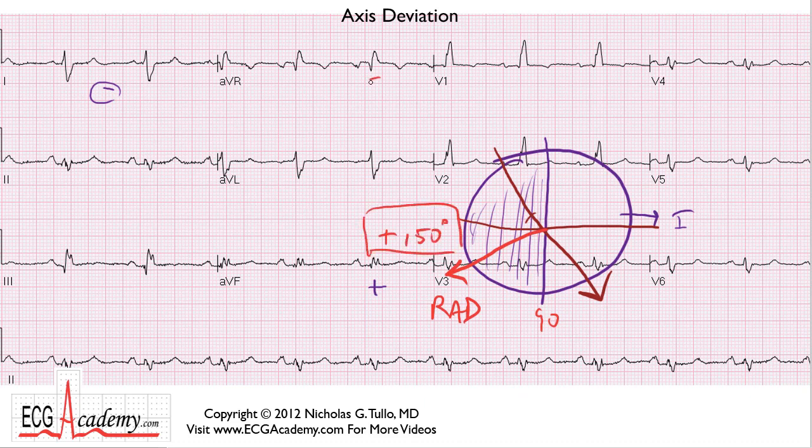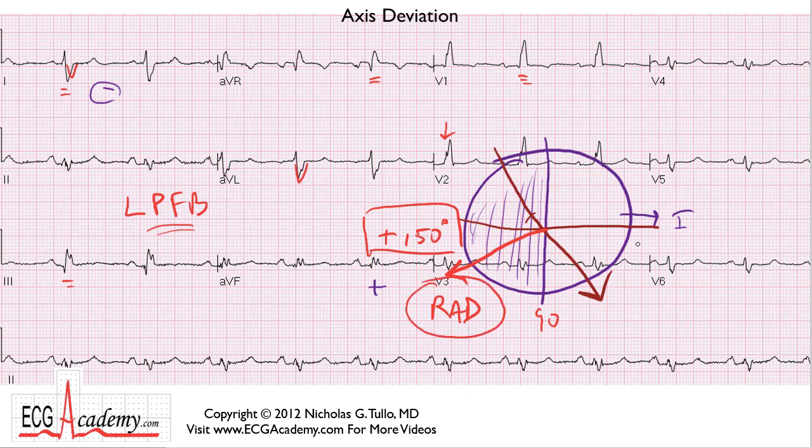Now here again, AVR is positive, and that tells us that we're here, the abnormal side of the circle, because what you have here is left posterior fascicular block or left posterior hemiblock in combination with a right bundle branch block with notching in V1 and V2 and a wide deep S wave in the lateral leads here. So you've got right bundle branch block, left posterior hemiblock, giving you this marked right axis deviation of plus 150 degrees.